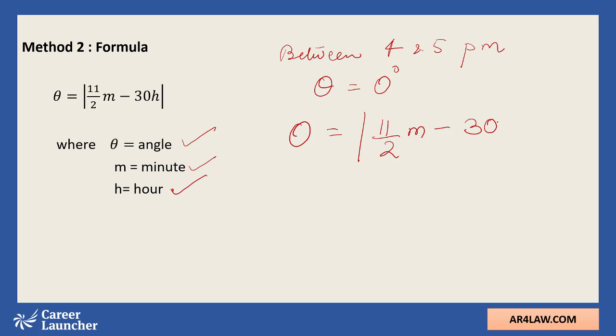The value of h has to be taken 4 here, the lesser value of hour, because my answer has to be between 4 and 5 p.m. So it has to be 4 o'clock and then certain minutes. So h has to be taken 4 here. We get 120 equals 11 by 2 m. We again get m as 240 by 11, as we have seen in the last question, which is 21 9/11 minute.